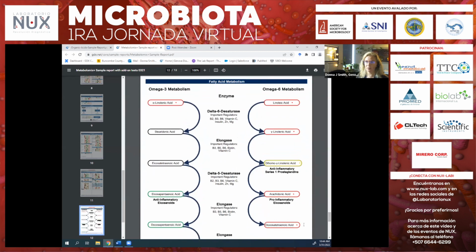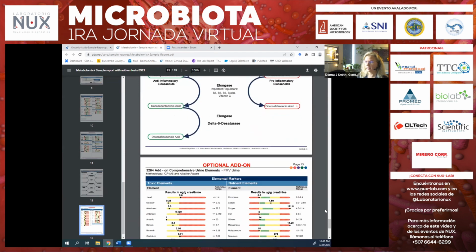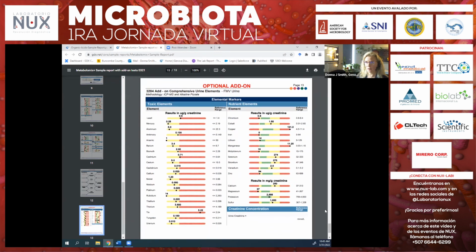On the next page, we see that omega-3 and omega-6 metabolism share enzymes. Whenever we look to see how well one is converting into the next, we can see how well these enzymes are functioning. And if there seems to be a block where one metabolite's not converting into the next, then we can look at how to support these specific enzymes with their regulators, most of them being B vitamins. And then here on page 13, another optional add-on is looking at elemental markers.